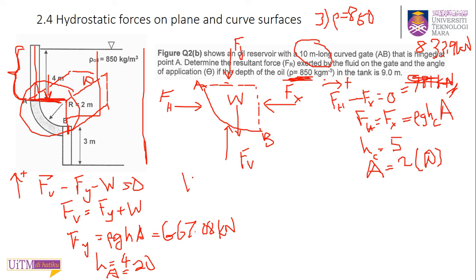W, Rhoda, how do you find W? Because FV is FY plus W. So what's W? Rho G V. Correct. So what's the V? V is the cuboid minus the cylinder, right? Quarter cylinder. Cuboid minus quarter cylinder. Do we need to subtract or don't we? Don't need to subtract.